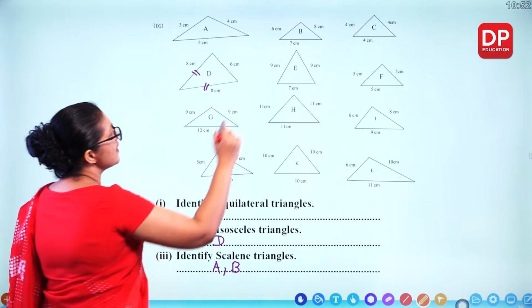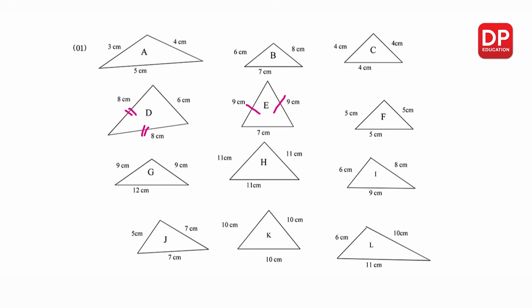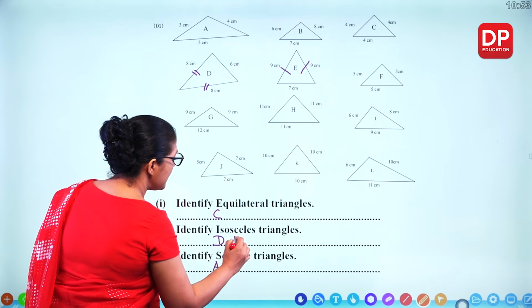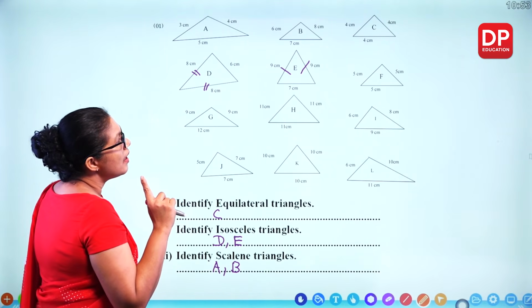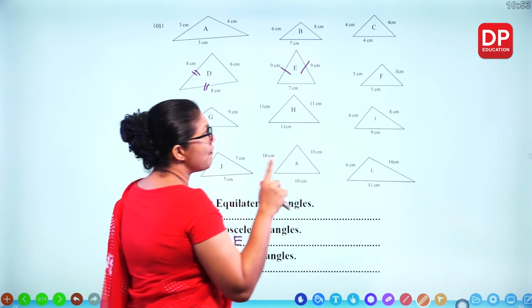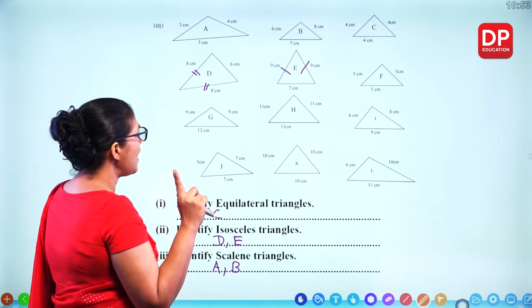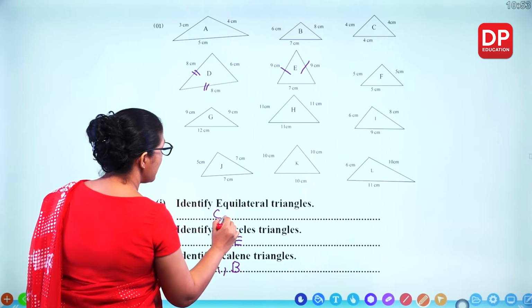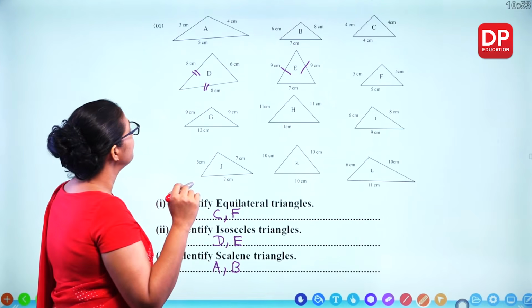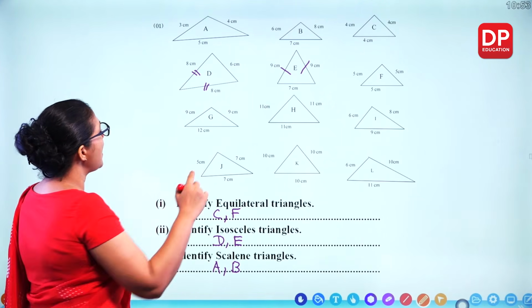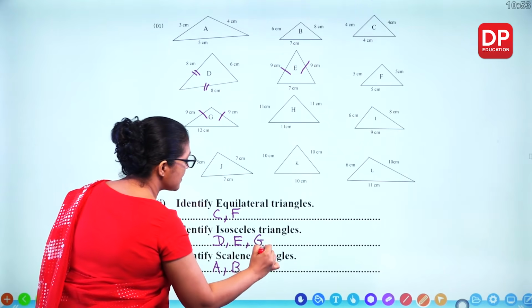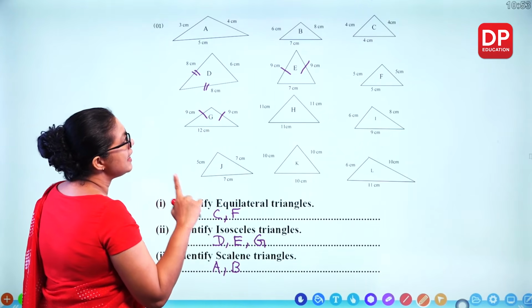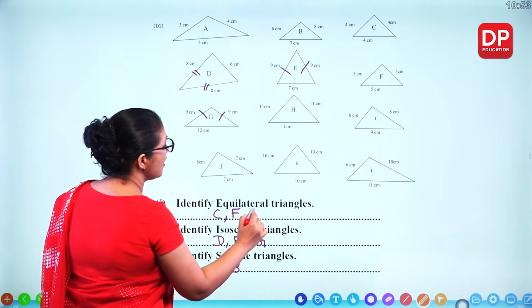9, 9, 7. Two sides are equal. So that's an isosceles triangle. F. 5, 5, 5. All three sides are equal. That is an equilateral triangle. G. 9, 9, 12. Two sides are equal. That's an isosceles. 11, 11, 11. All three sides are equal.